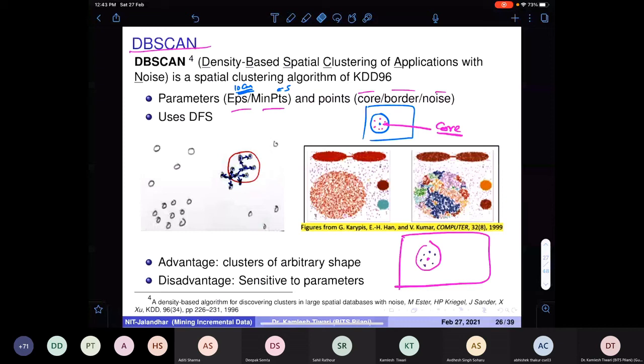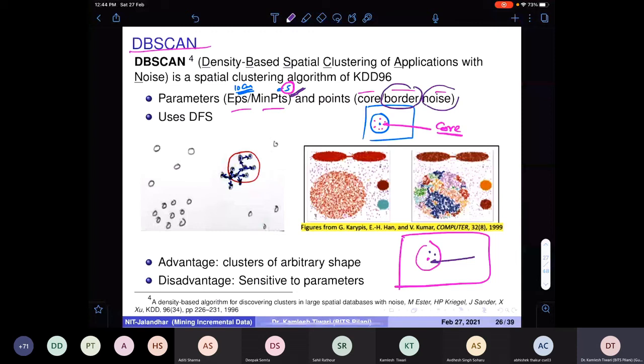If you understand this, then definitely you would be able to tell that if there are only 2 points, what would this particular point be? Would it be core? Because I wanted 5 points. If there are only 2 points, would it be a core point? The answer is no, it would not be a core point. So if it is not a core point, it can be a border point or a noise point.